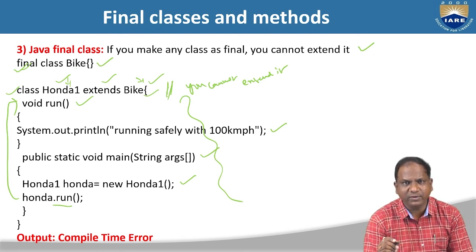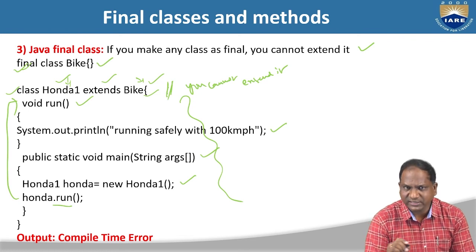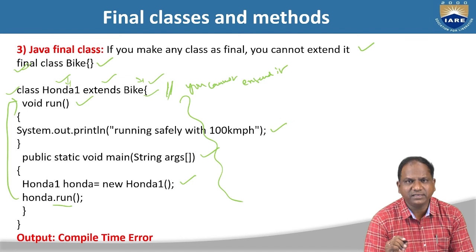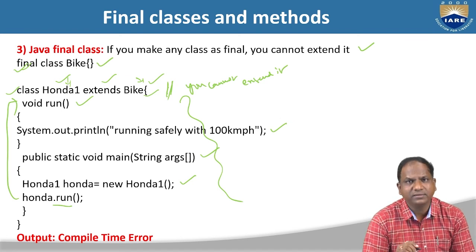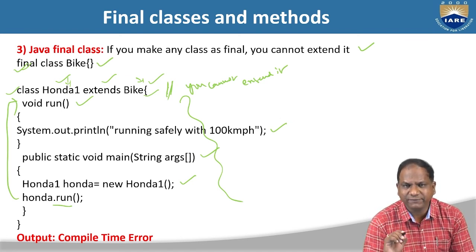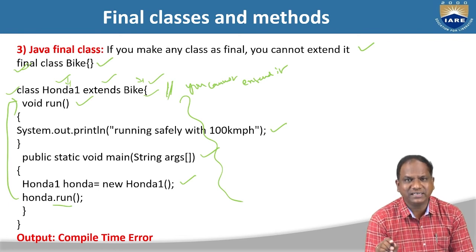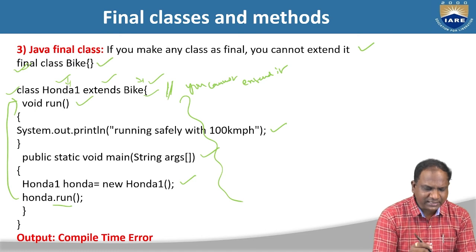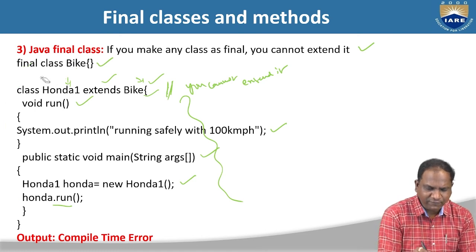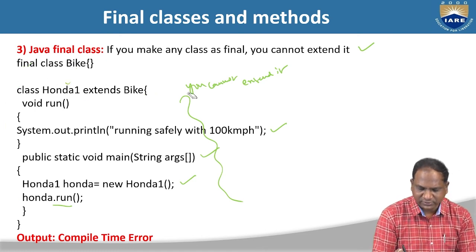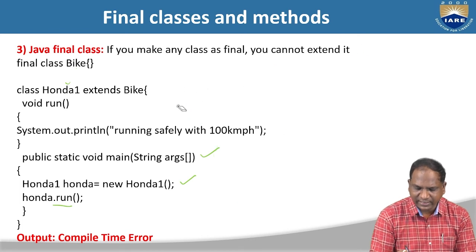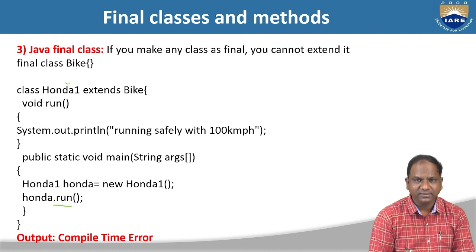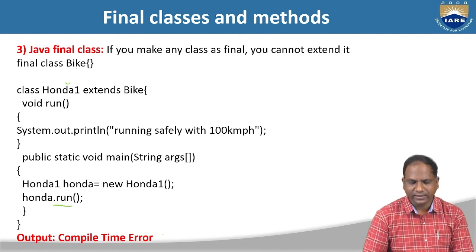So, Java final keyword at variable level: once you declare your variable as final, you cannot change the value. If you make a method final, that method cannot be overridden. If you make your class final, you cannot extend that class, so inheritance is not possible. So these are the three uses of the final keyword: final at variable level, at method level, and at class level. If you violate that, it will throw a compile time error.